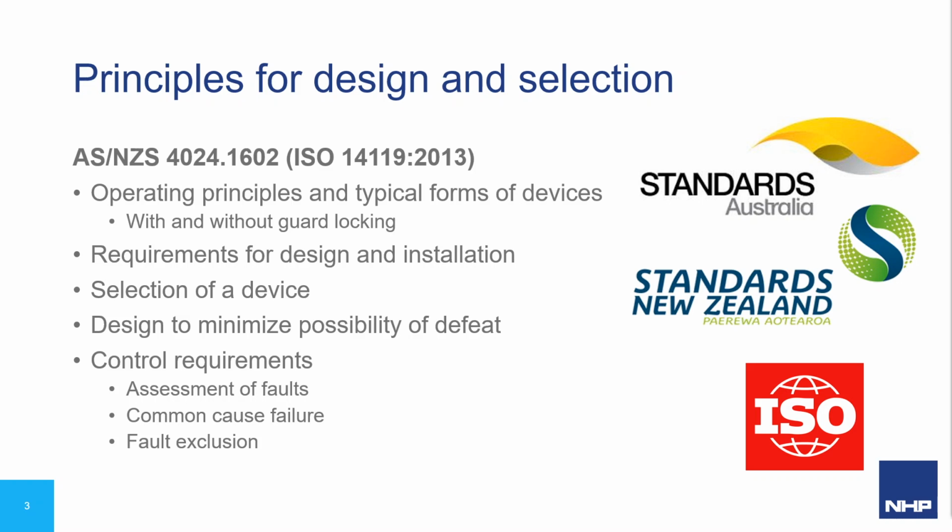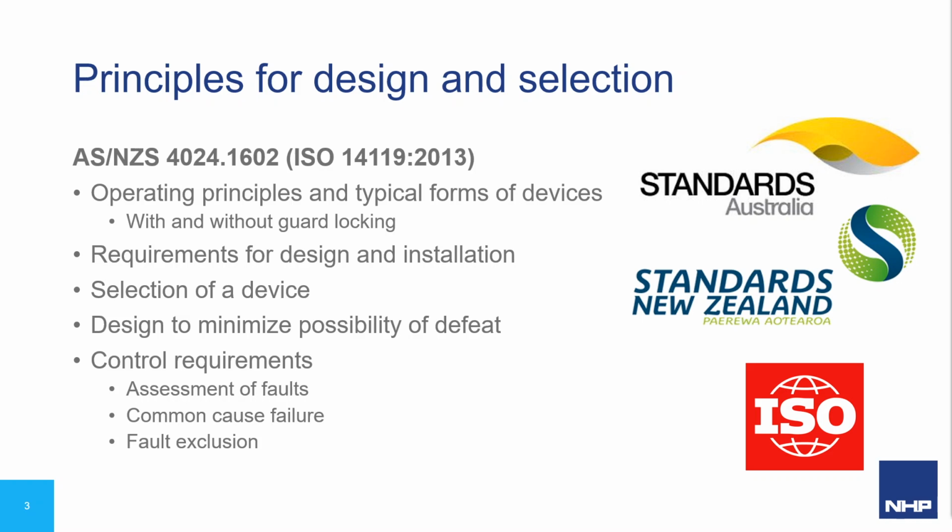The standards for safety of machinery provide all the necessary guidance for the design and selection of interlocking devices. The main standard series used in Australia and New Zealand is AS/NZS 4024, of which Part 1602 directly addresses interlocking devices, and is the standard which this session will be focusing on. It covers the operating principles and the different forms and types of interlocking devices, both with and without the ability to keep the guard closed.